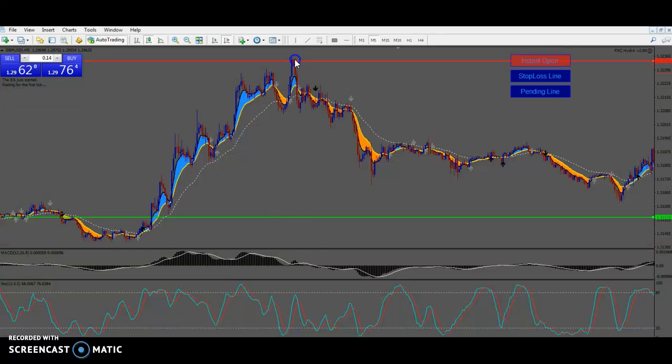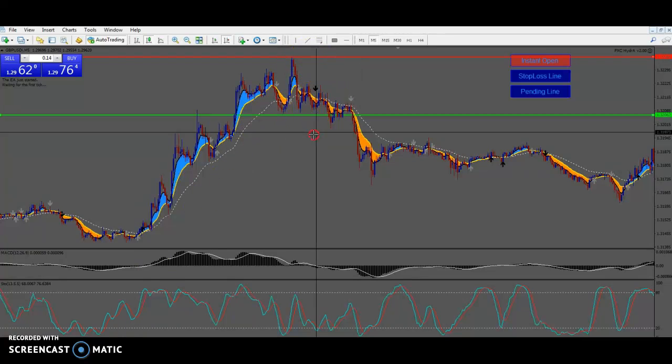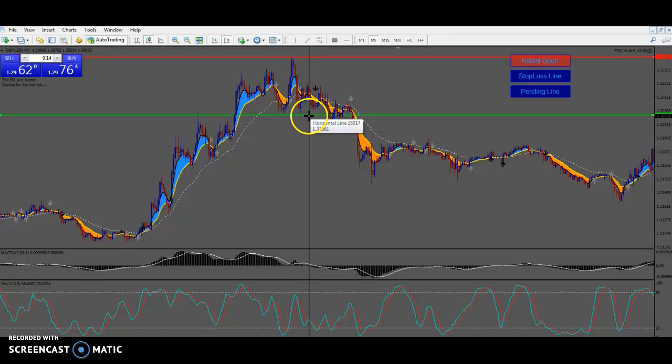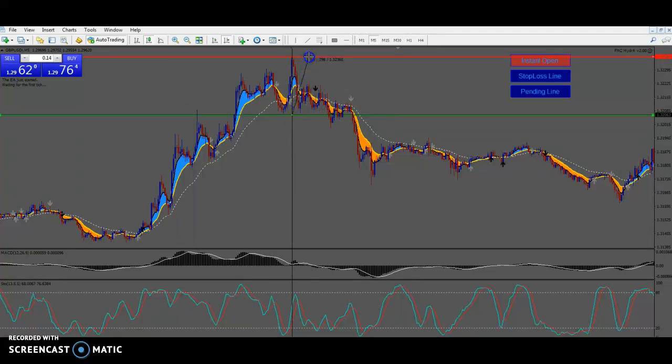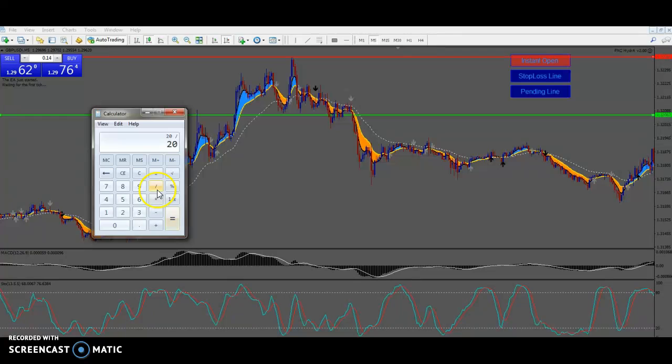So let's do another example. My stop loss, my entry. I want to lose $20 tops. Okay. Risk 29 pips on this one. I go to the calculator. $20 divided by 29 equals 68 cents. Okay, now right here, this is something that we got to readjust.